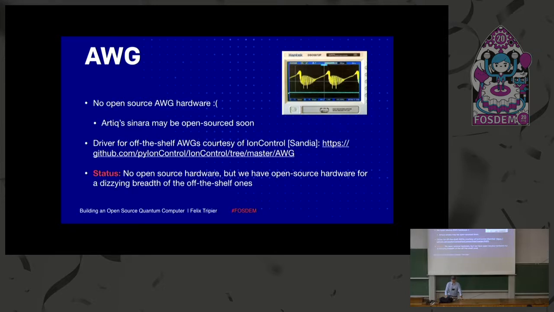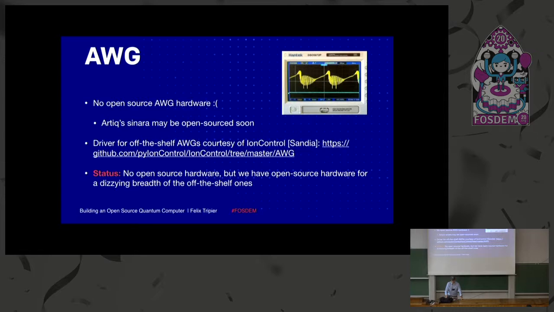For the AWG, like with the camera, there is no open source AWG hardware out there. I went through and looked at M-Labs, which is a group that has a lot of open source hardware, and they have one called Sinara, which might be open sourced, but it did not have anything in the repo when I looked at it, just documentation.